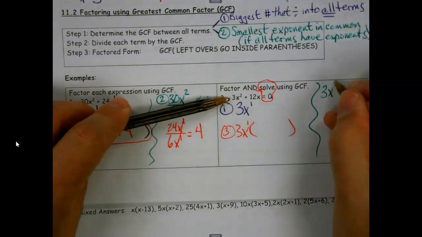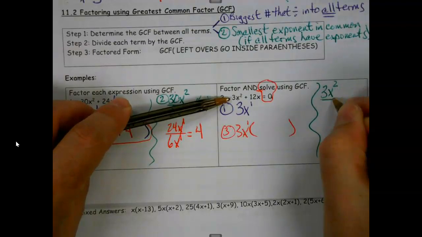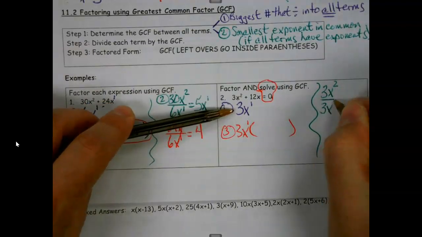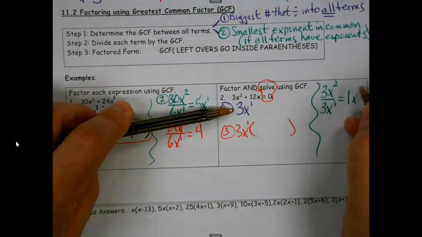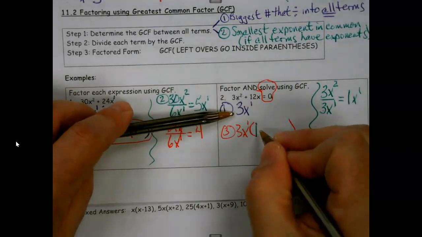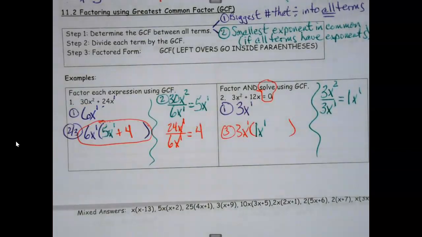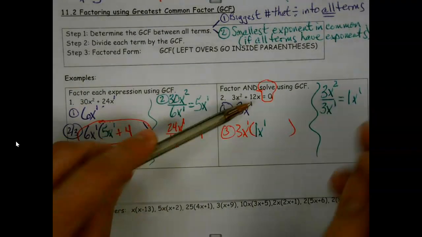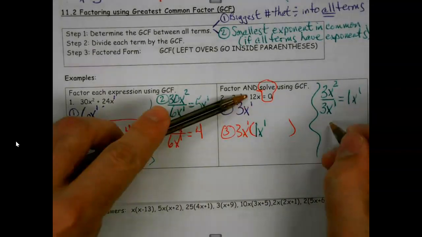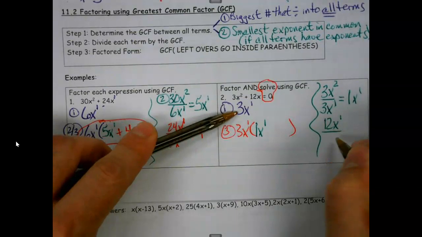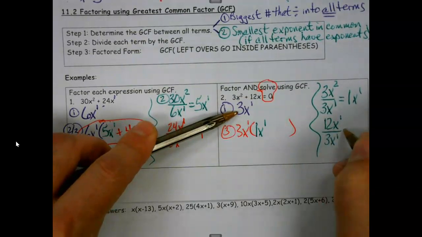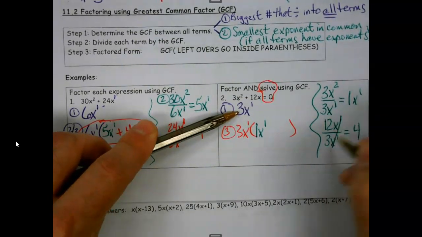So if I'm doing my side work, I've got 3x to the second. 3 divided by 3 is 1. 2 minus 1 is 1. And then you're right, 12x divided by 3x. That's it.